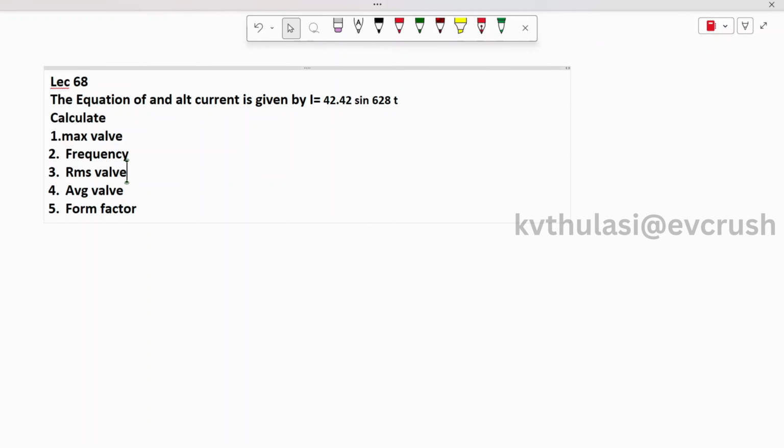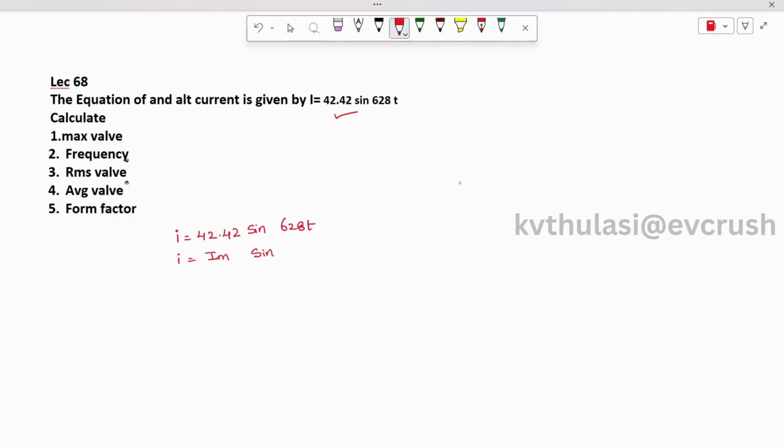Let us try to solve this problem given here. The equation of an alternating current is given by this formula. It is asking us all these five values. So we know that the equation of current i is equal to 42.42 sine of 628t. The standard form of instantaneous current i is equal to I maximum sine of omega t.